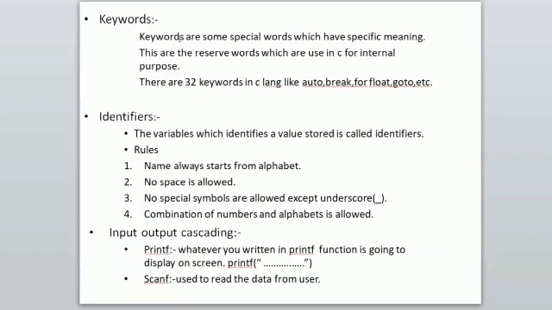Okay, keywords are some special words which have specific meaning. These are the reserved words which are used in the internal purpose of C. Okay, so for every language, if you take the example of C, you have some special keywords which have some specific meaning. You can only use those words for the specific meaning. Okay, so like that, there are 32 keywords in C language, like auto, break, float, goto, etc. So I have mentioned all the 32 keywords in the description box. You can check there. Okay.